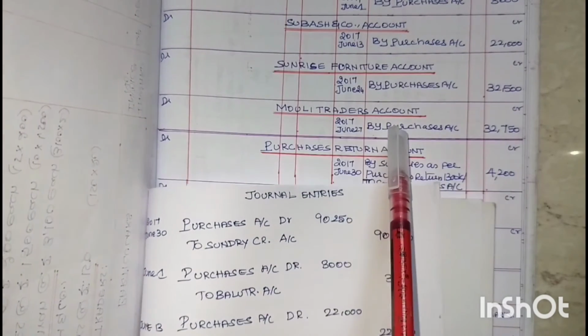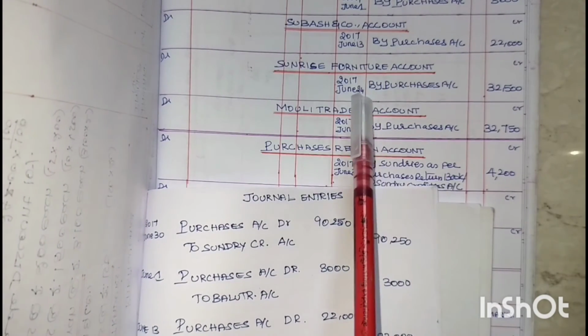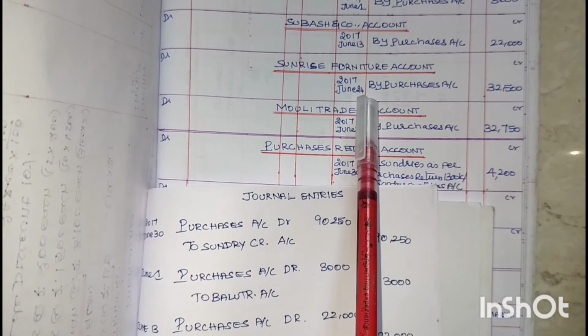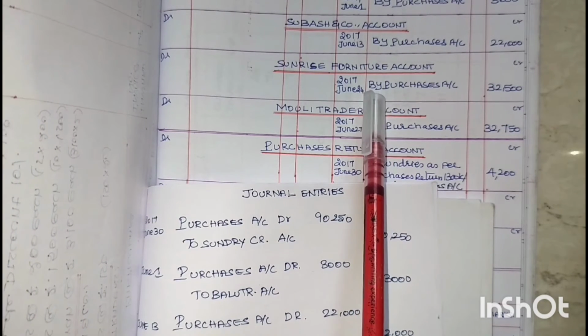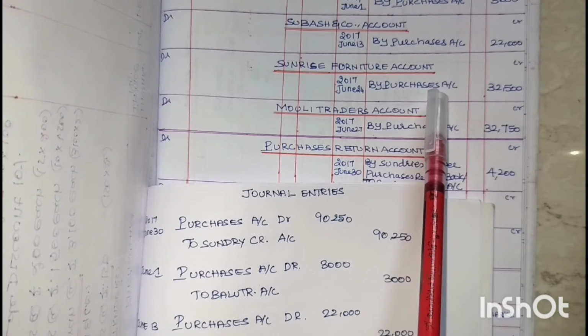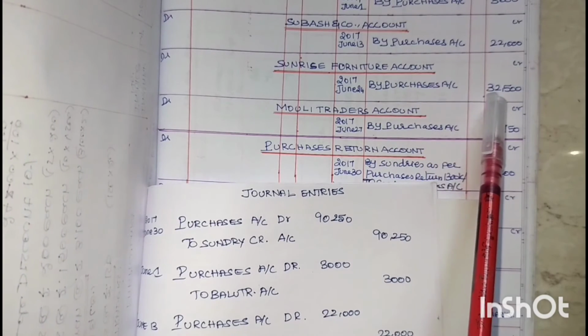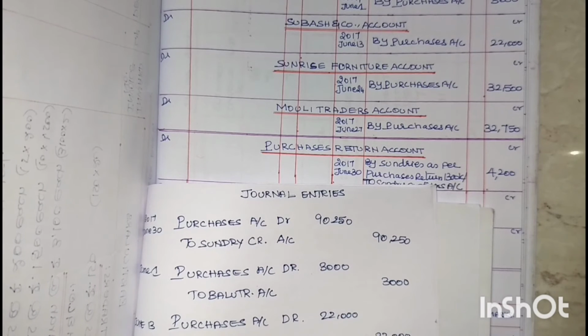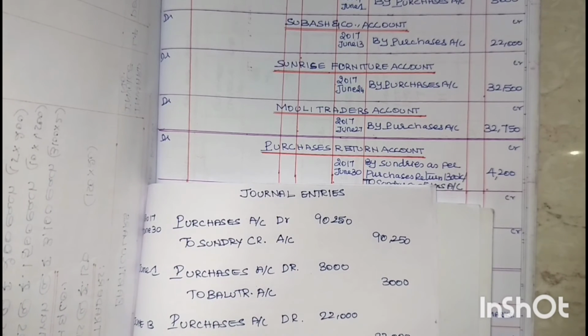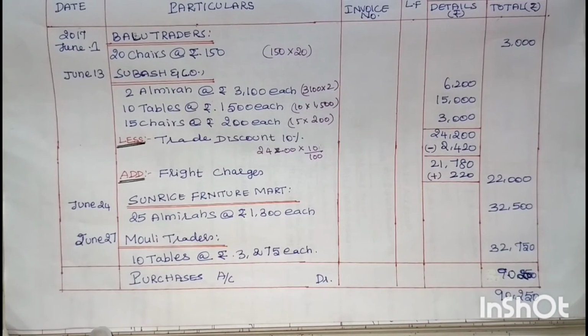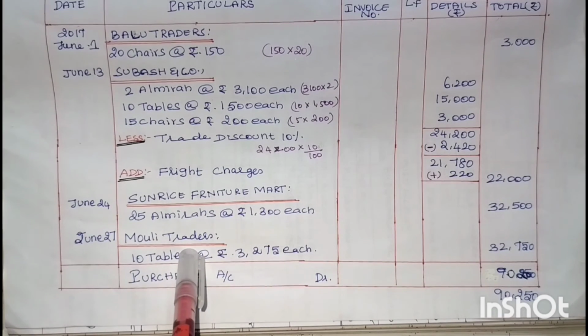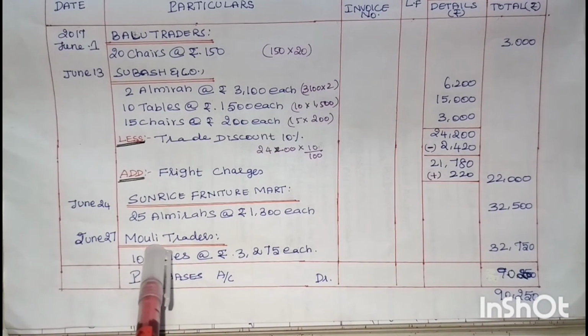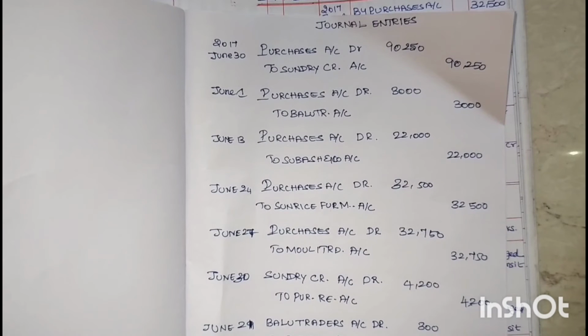Purchases account. So we go to the credit side, dated 2017 June 24, starting with "By" purchases account. The opposite account name is purchases account. How much rupees? 32,500. So we posted the Sunrise Furniture Mart account on the ledger. What is the next account we are going to post on the ledger? That is Murali Traders. I roughly prepare the journal entry for the Murali Traders.